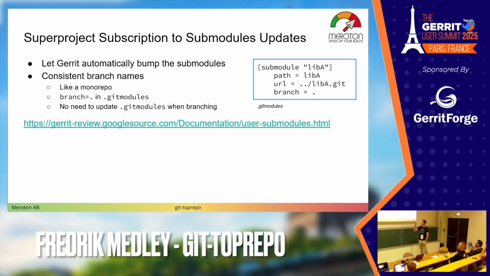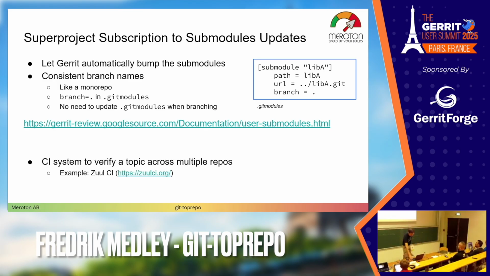And then, if you use period there, if I'm on main, I'm tracking main. If I'm on my feature branch, I'm tracking my feature branch. So you don't need to update .gitmodules when you branch your repositories, if you are consistent with your branch naming across all your repositories, of course. Otherwise, the users are very confused if feature A is tracking feature B in the other repository. So please keep consistent branching.